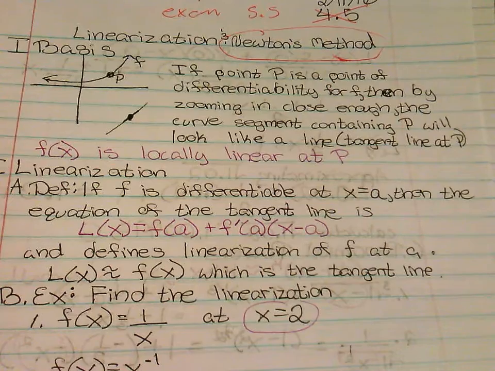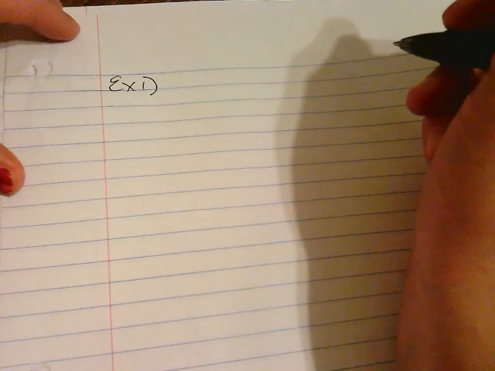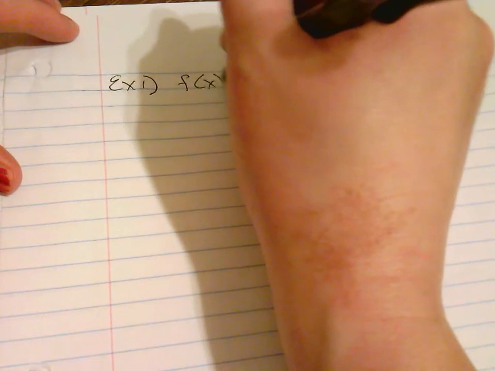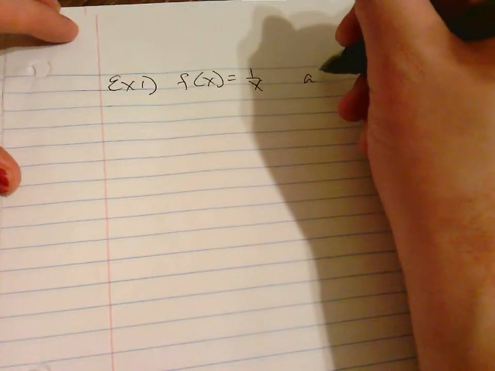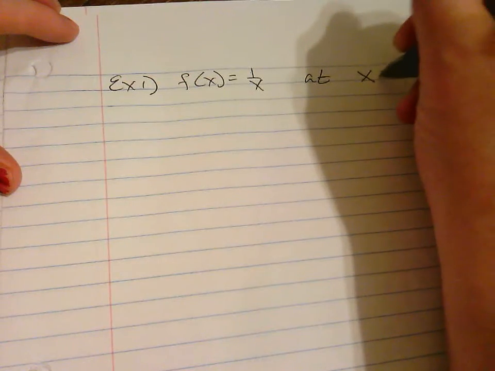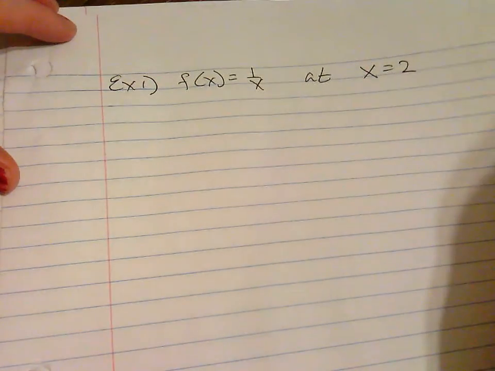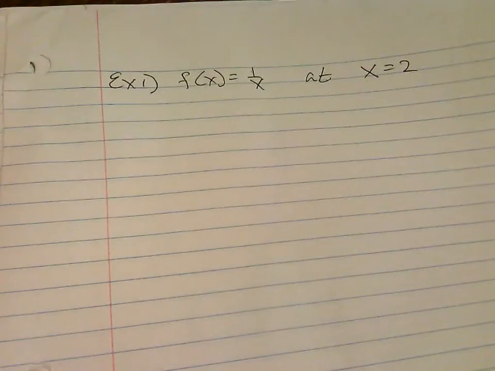So let's find the linearization of f of x. Here's example 1. You're looking for the linearization of f of x equals 1 over x at x equals 2. Okay, and remember that 2 is x equals a from the definition right here. So a equals 2.